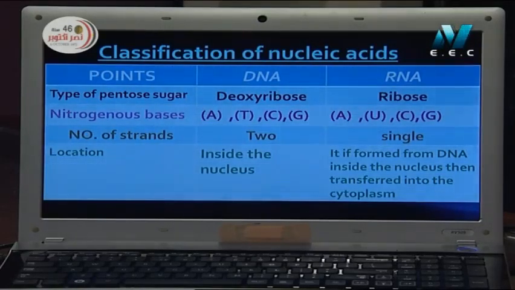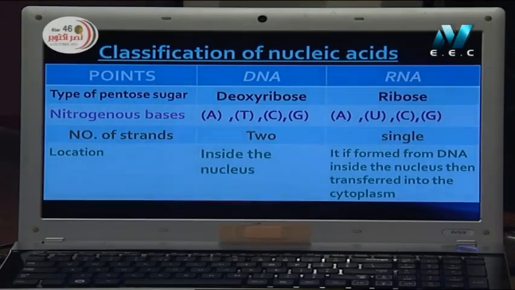DNA, deoxyribonucleic acid. Another nucleic acid, we call it RNA, ribonucleic acid. يبقى أنا عندي DNA and RNA, 2 types of nucleic acid. What is the difference between both of them?